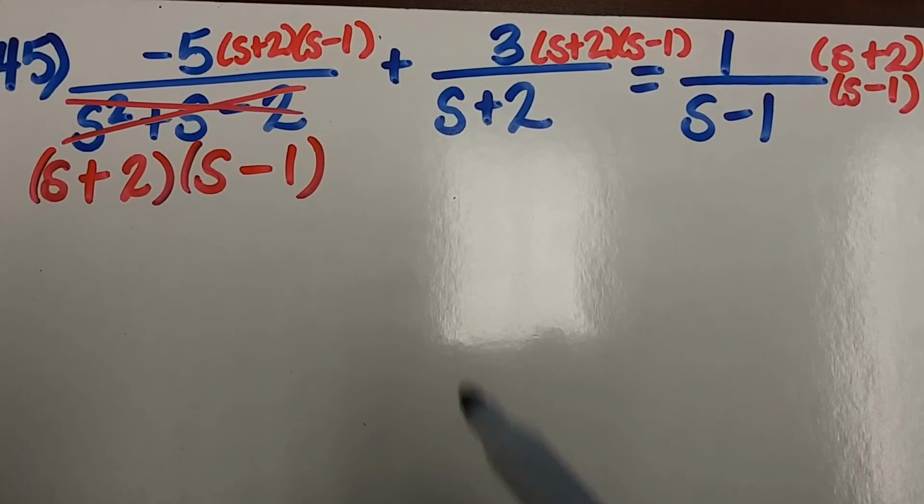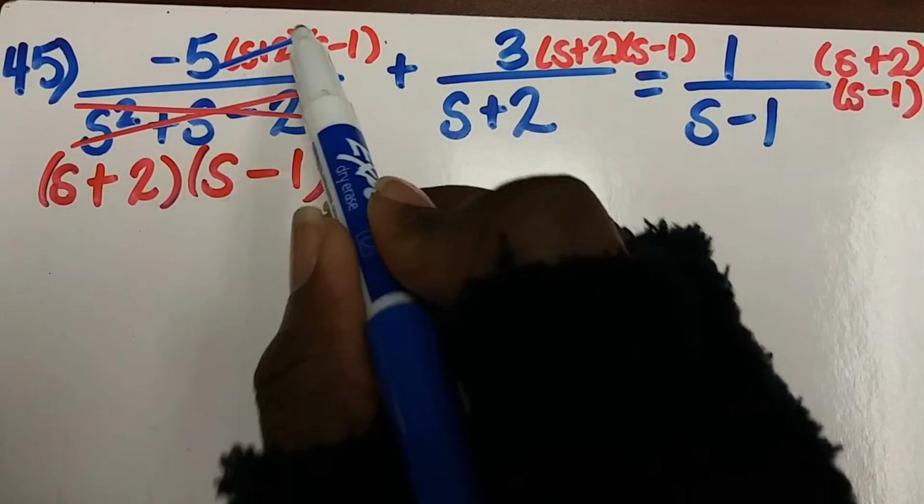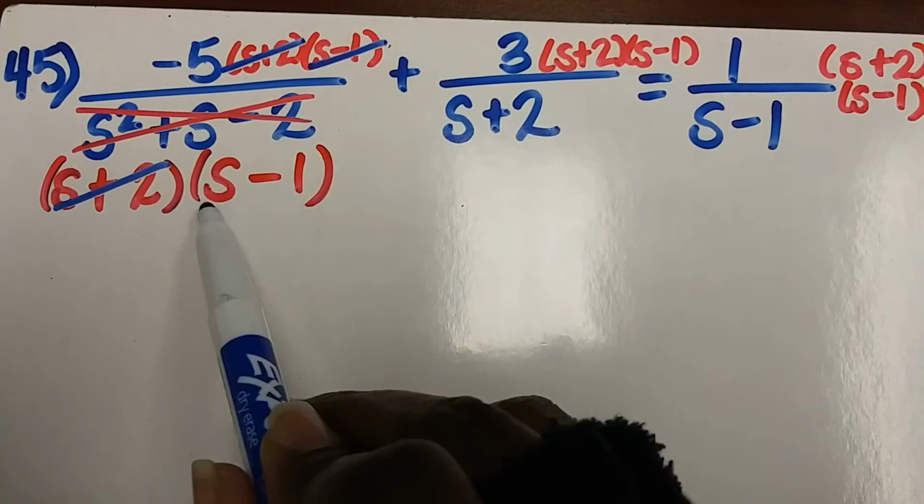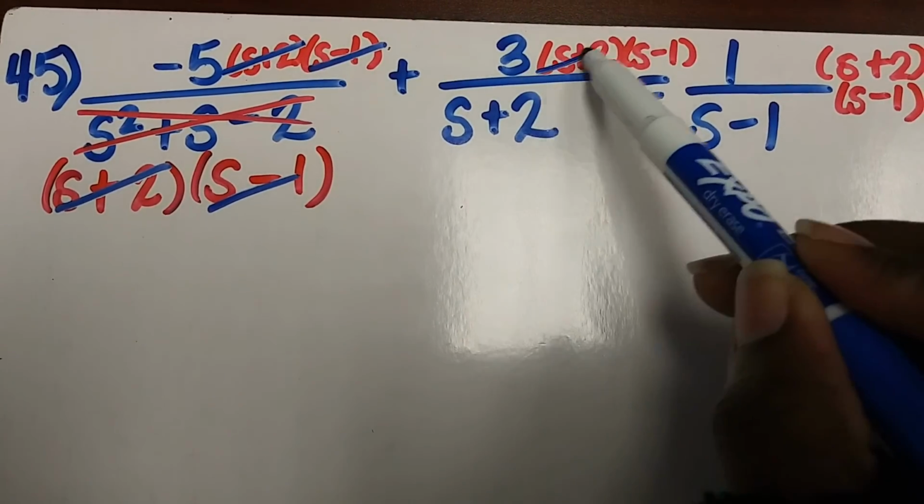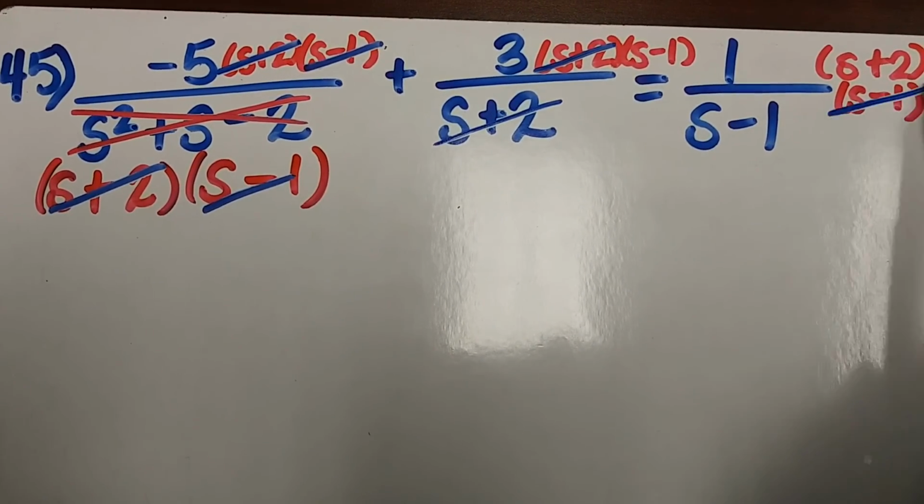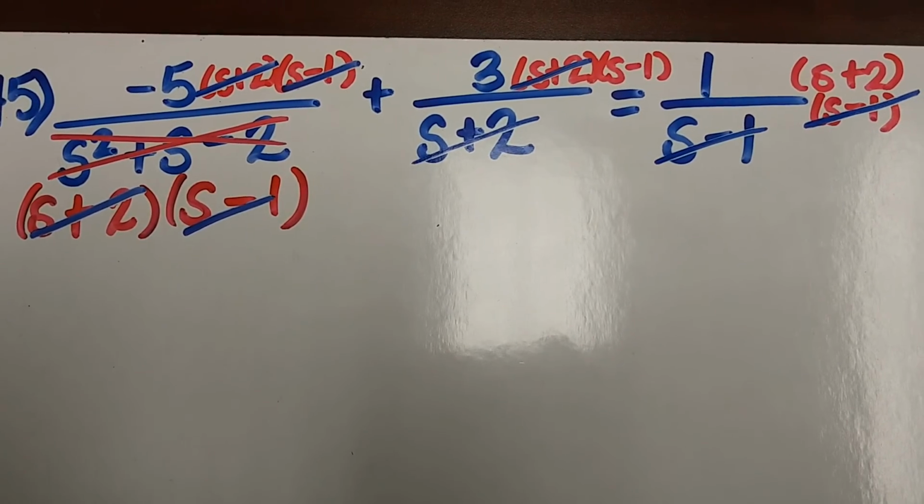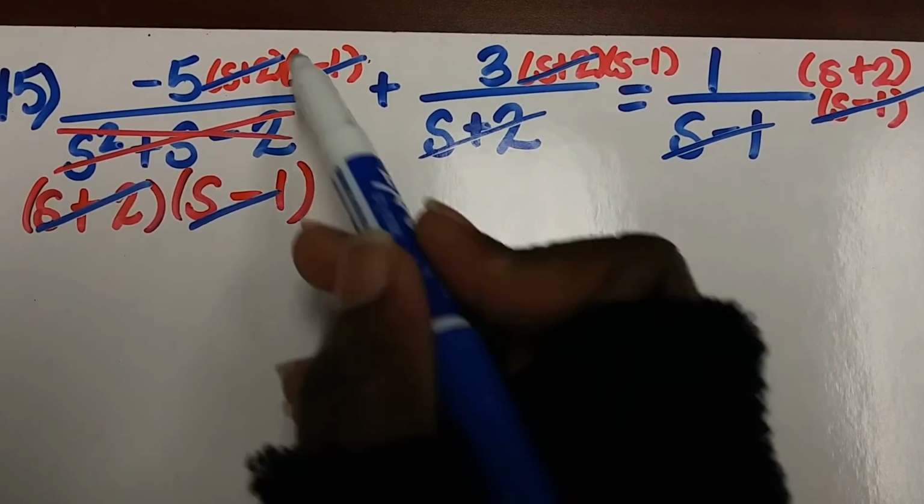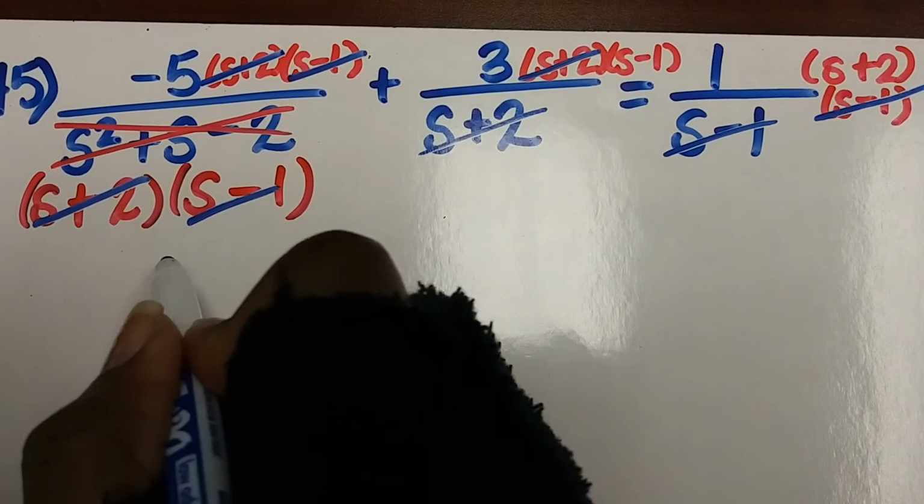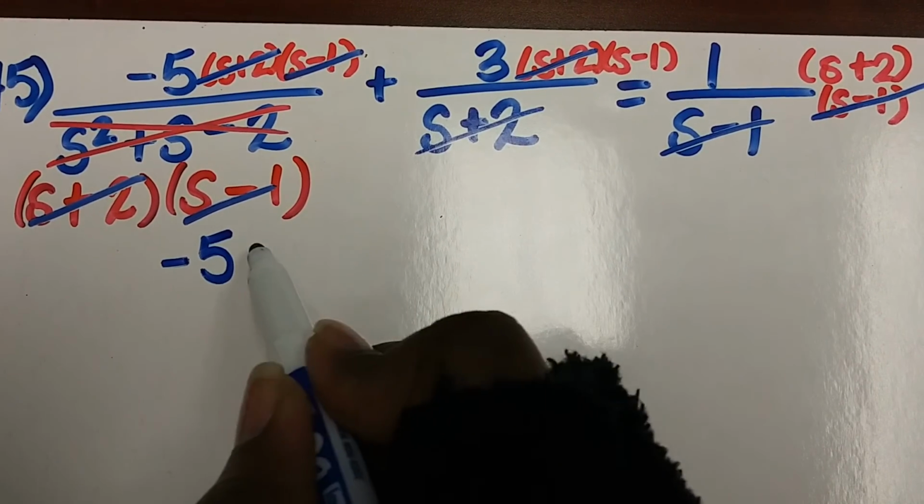Okay, so what cancels out? x plus 2, x minus 1. X plus 2 cancels out here, and then x minus 1 cancels there. Tell me what's left over. What's left over here? Negative 5 plus.